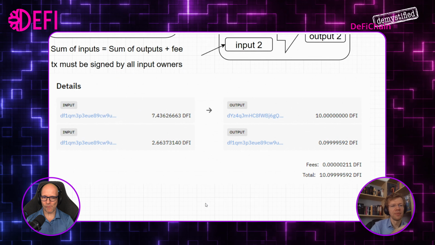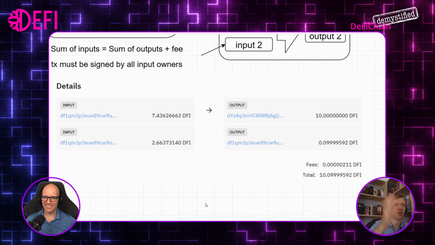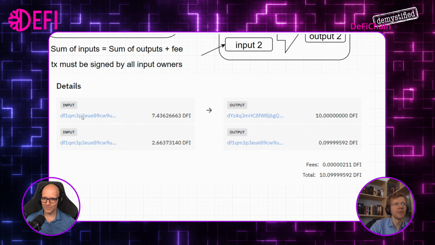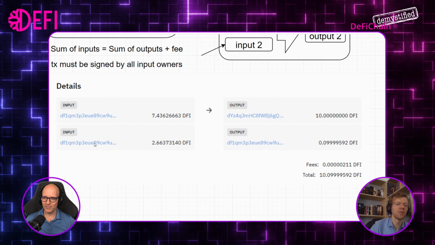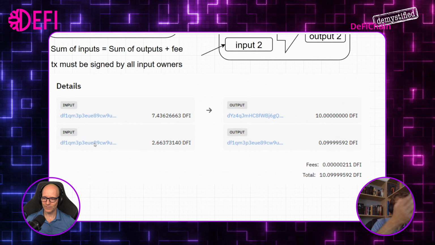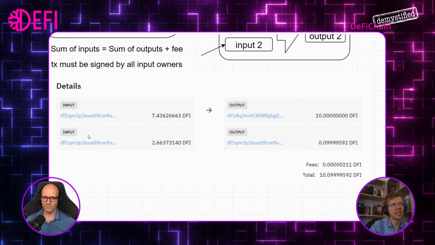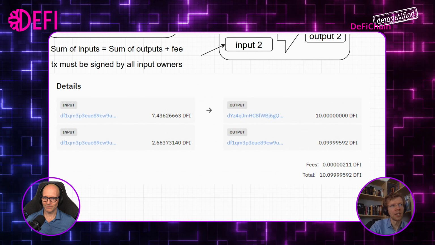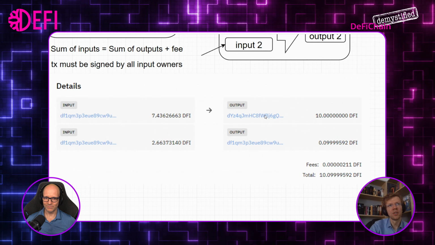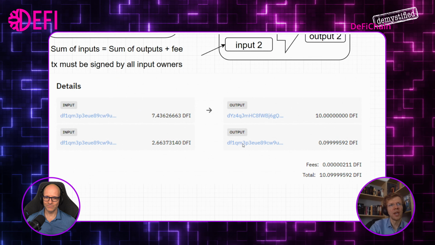Exactly. That's just a random example from DeFiScan. So not my wallet or anything. It just took really the first I found on DeFiScan with 2 outputs. And here you just see inputs from the same address. So this address got inputs of 7.4 and an input of 2.6 something. They got these outputs somewhere in the past. They use them now to send 10 DFI to this new address, whoever, and the change is going back to the same address.